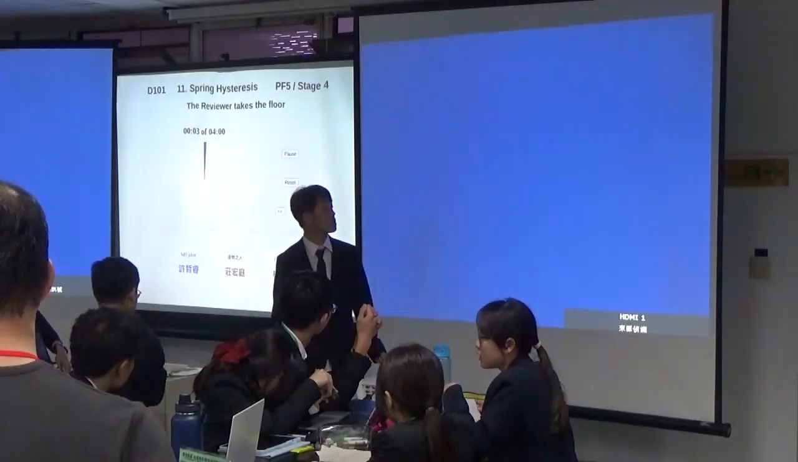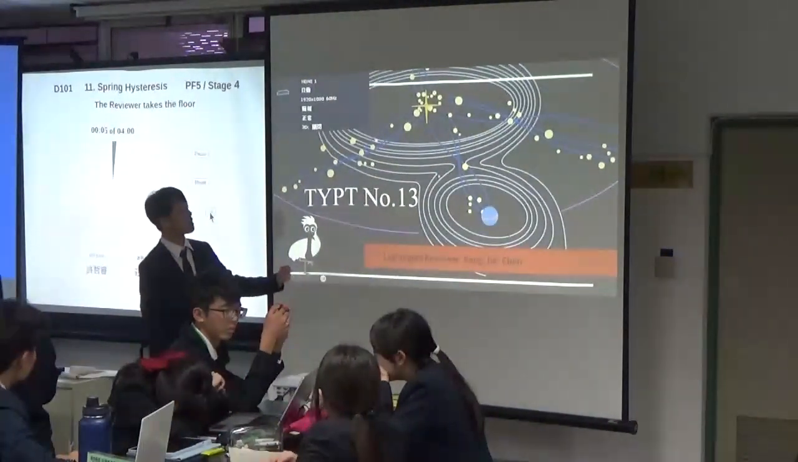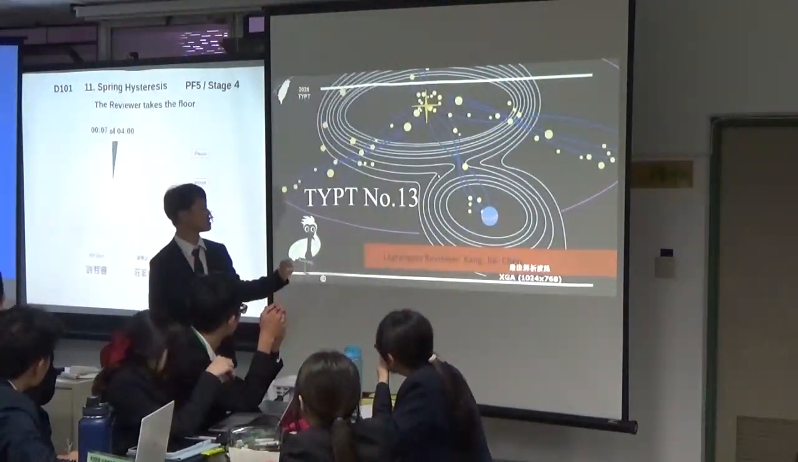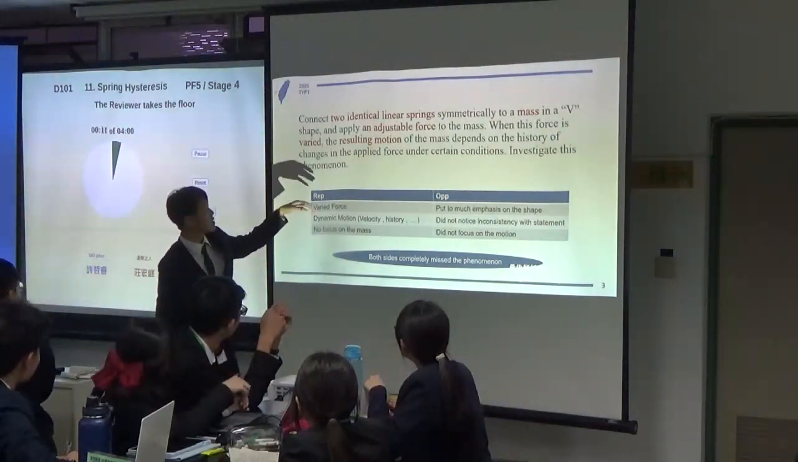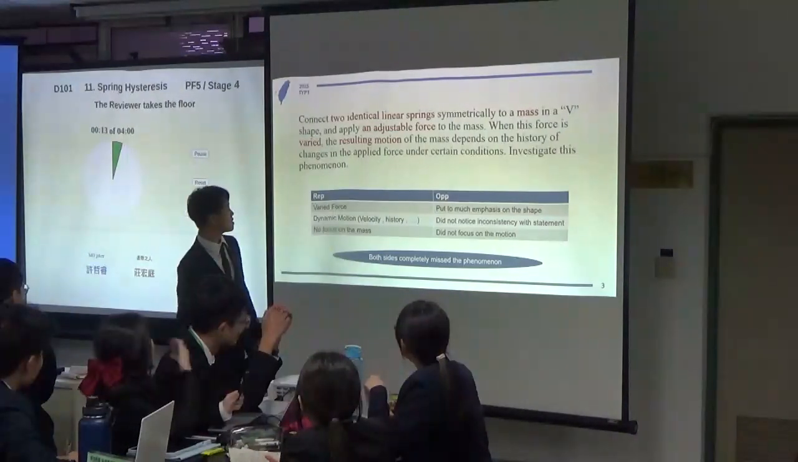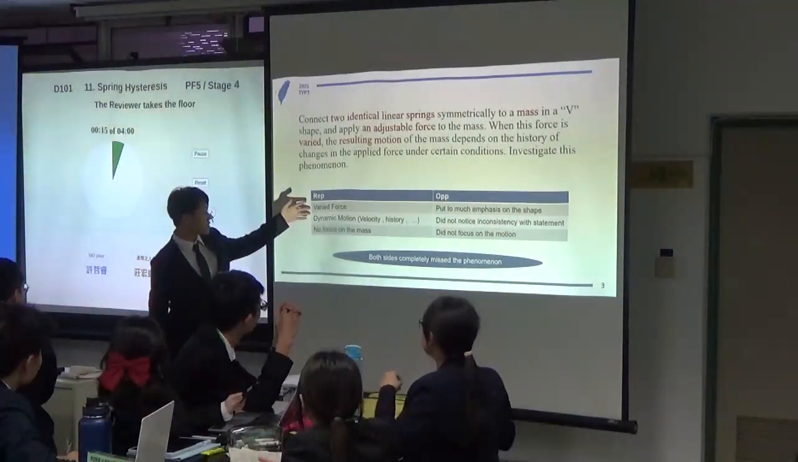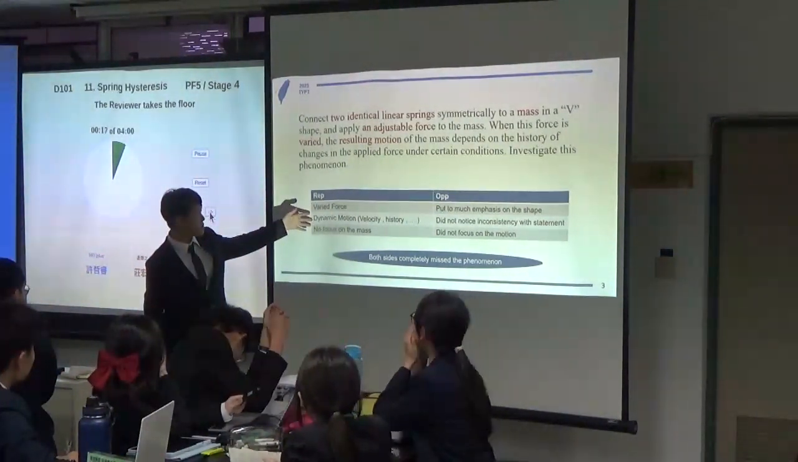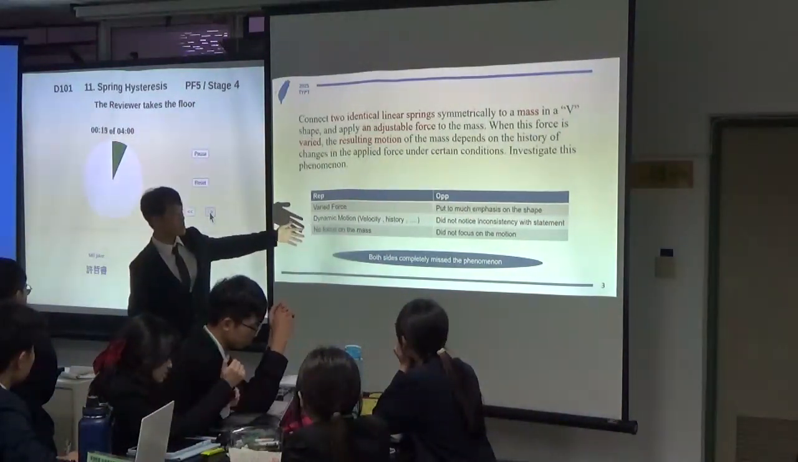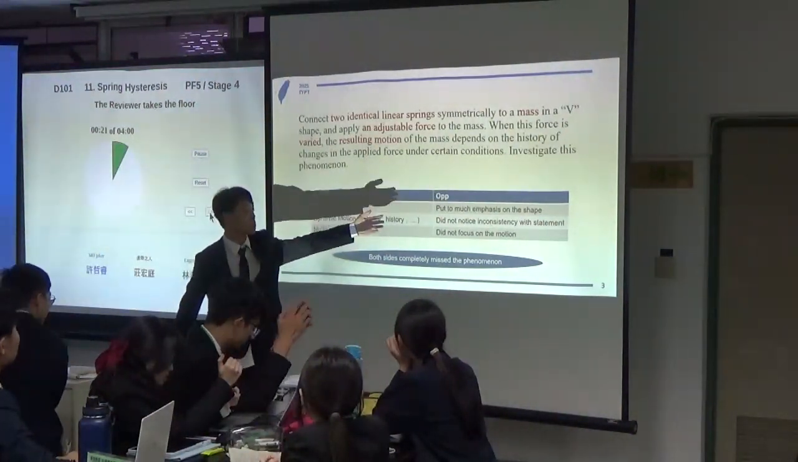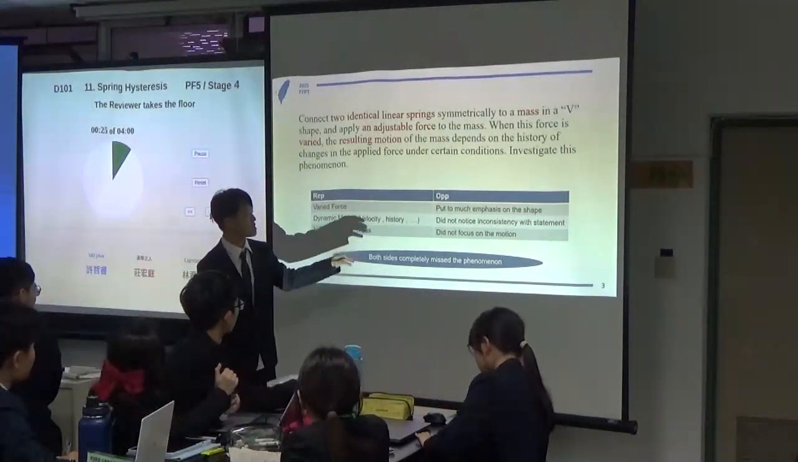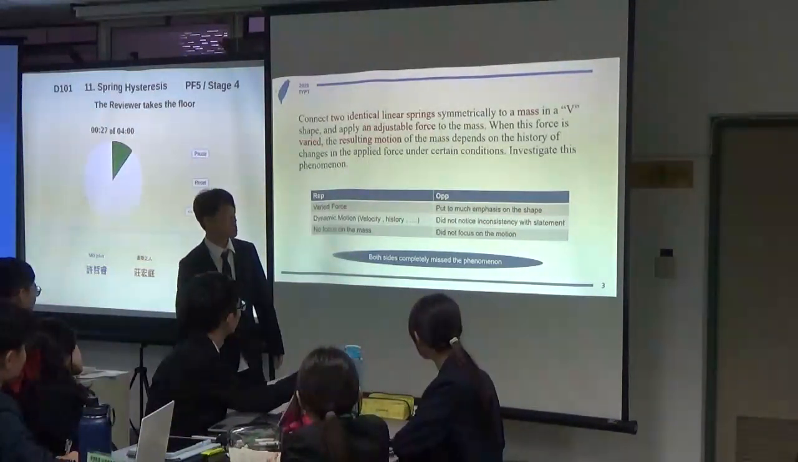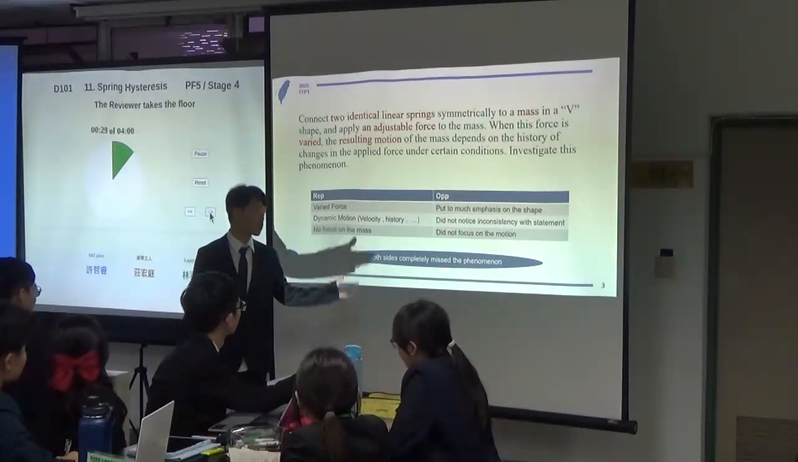Okay, I'm a reviewer of Lagrange, and this is the problem statement that they should really consider: motion. The reporter says very force dynamic motion, with no focus on mass. And the opponent agreed, put too much on the space, and did not notice the inconsistency of the statement. They did not focus on the motion.